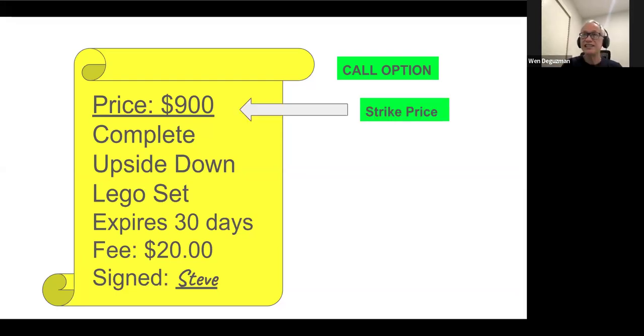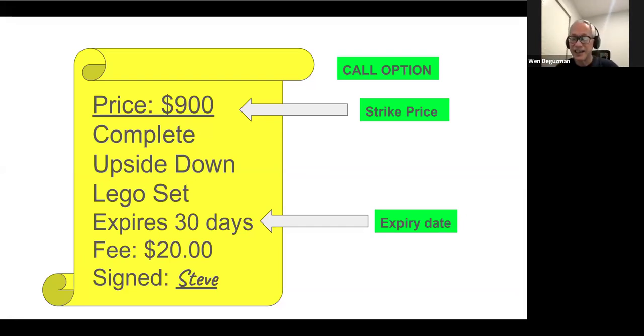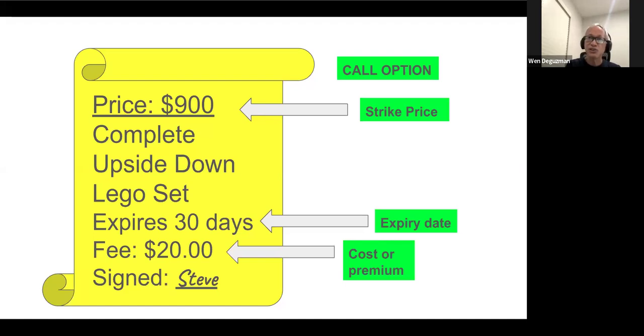So the $900, that's the strike price. Now the 30 days, that's the date that your call option expires. If in 30 days you don't have the money to buy the complete upside down Lego set, then you lose your $20. Your call option expires worthless. And that $20 is the cost, or the premium, that you pay for that option.